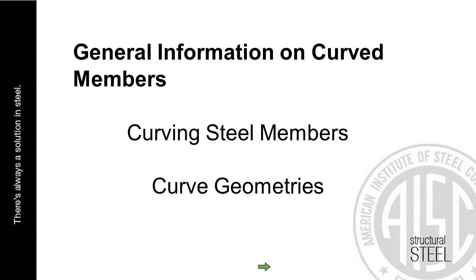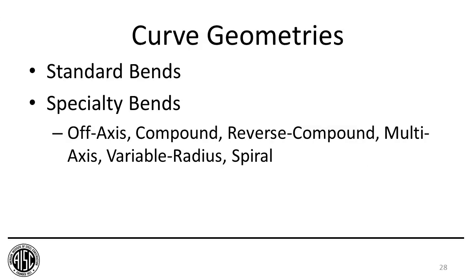Now let's move on to curving steel members. And the first thing we're going to talk about is curve geometries. And this may sound pretty simple. And the very first one, standard bends, is pretty simple. But once we get into the specialty bends, there's a lot of information that you'll need. And we're going to go over each of these specialty bends that I have listed here.